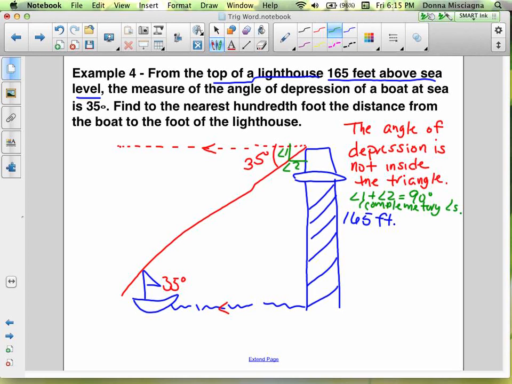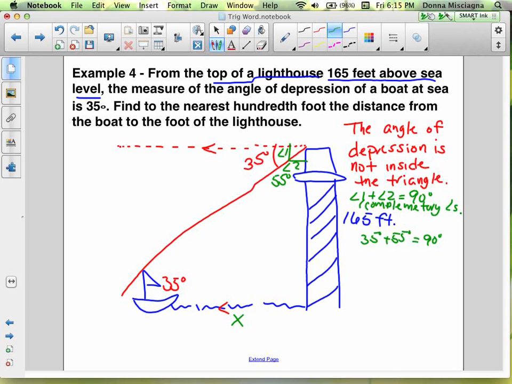So either find the angle that's the same measure, or you can just find this angle, which is going to be 55 degrees, because 35 degrees plus 55 degrees equals 90 degrees. Either way is fine. Before we decide which angle we want, let's read the rest of the question. Find to the nearest 100th of a foot the distance from the boat to the foot of the lighthouse. So we're looking for this right here.